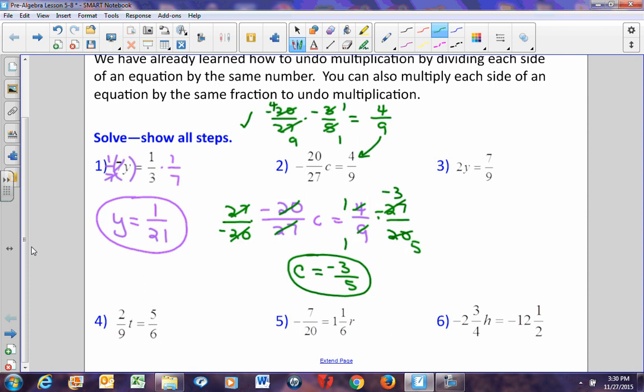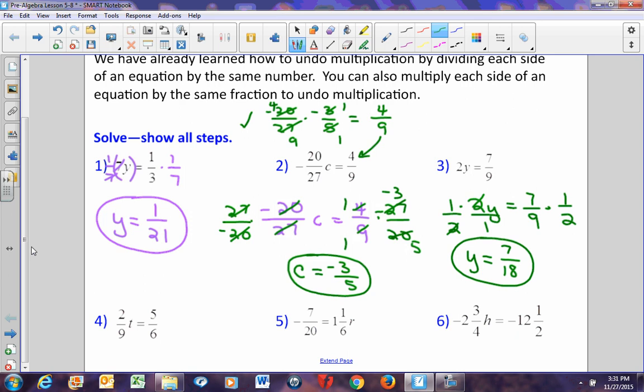Number 3, 2y equals 7/9. So if I have 2y equals 7/9, I'm going to multiply by 1 over 2. It's the same thing as saying 2y over 1. If you do something to one side of the equation, you have to do the same thing to the other side of the equation. 2's cancel out, and y equals 7 times 1 is 7, and 9 times 2 is 18. So y equals 7/18.